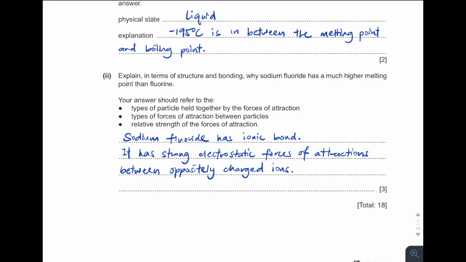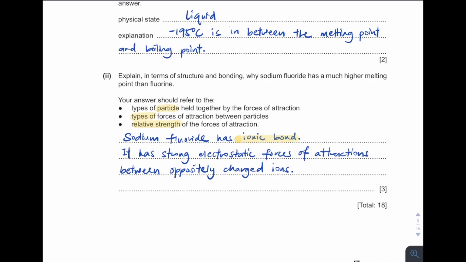Sodium chloride is an example of an ionic compound. Fluorine is an example of a covalent substance. In your answer, you have to mention the types of particles, the types of forces of attraction, and also the relative strength of the force. So first you have to mention that sodium chloride has ionic bonds. So what's the strength?